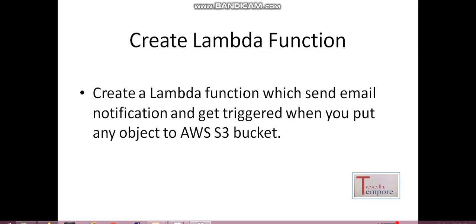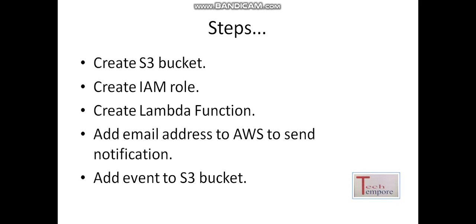So for that, there were some steps we followed. We created an S3 bucket, we created an IAM role, we created a lambda function and attached the IAM role to that lambda function. Now we need a from email address and a to email address, from where we send the notification and to where we send it. I'm using the same email address for sending and receiving.